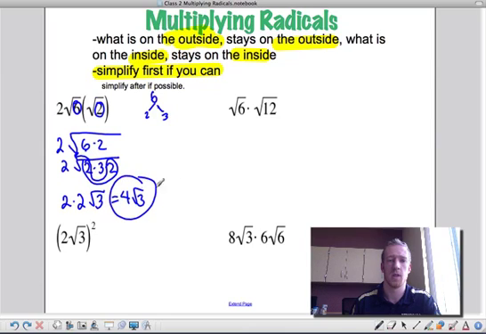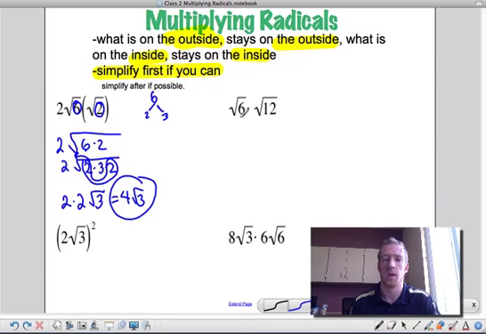Alright, there's my answer. A way that you can check these, go to your calculator and plug in 2 times the square root of 6 times the square root of 2. That'll give you some crazy decimal answer. And then plug in 4 times the square root of 3. That should give you the exact same decimal answer.